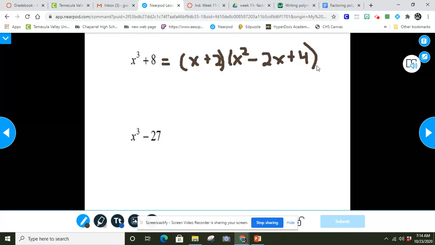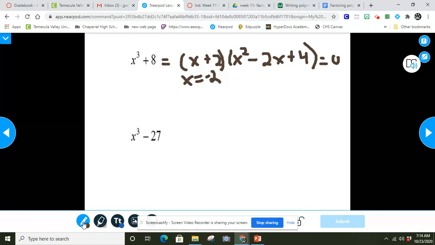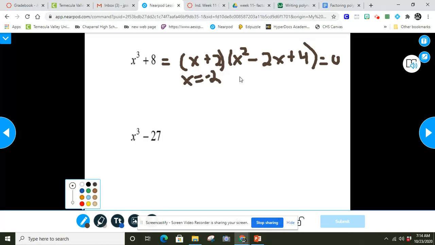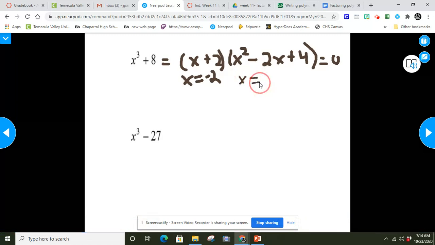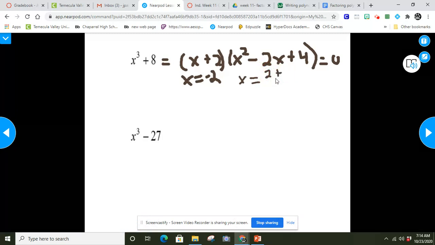Find the zeros, so I need to set this equal to 0 and solve. So this first one's easy to solve. x equals -2. Unfortunately, this second one is not easy to solve. This is not factorable. It's not a factorable quadratic trinomial. So I've got to use the quadratic formula. So x equals -b plus or minus the square root of b squared minus 4ac all over 2a.